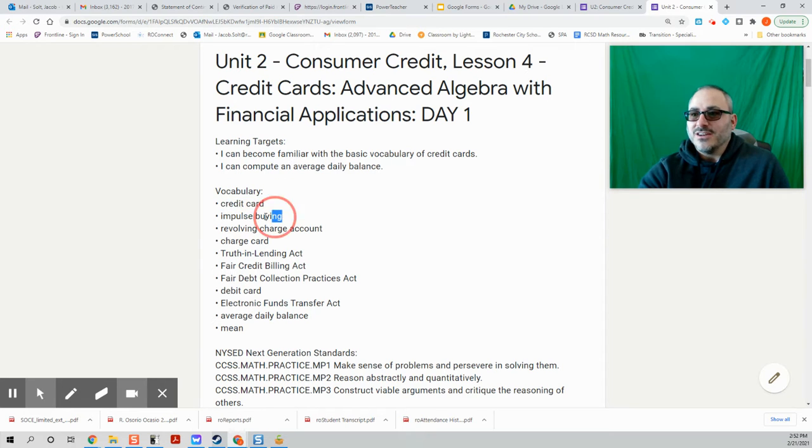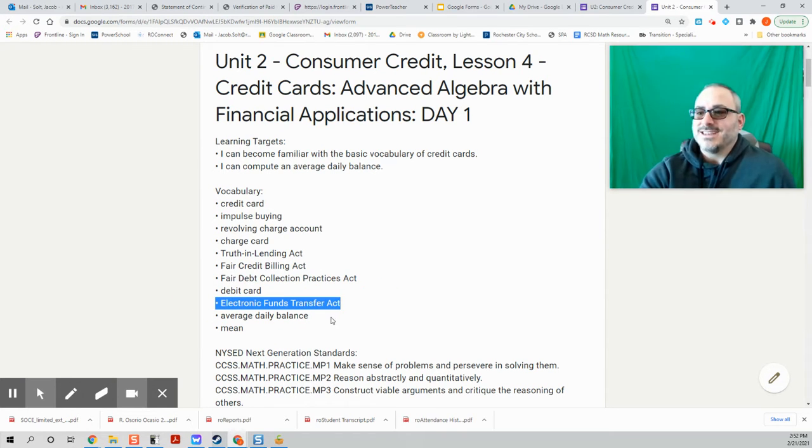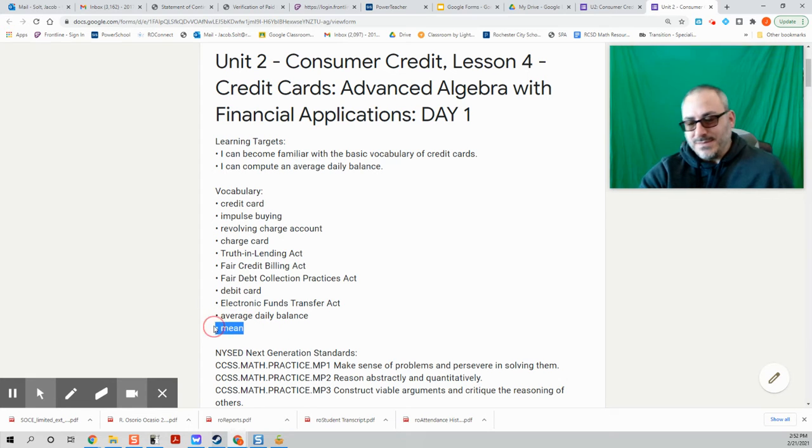What is a credit card? What is impulse buying? What is a revolving charge account? A charge card versus a credit card? The Truth in Lending Act, the Fair Credit Billing Act, the Fair Debt Collection Practices Act, right? A debit card, the Electronic Funds Transfer Act, the average daily balance, and a mean. We'll probably be looking at these vocabulary terms.